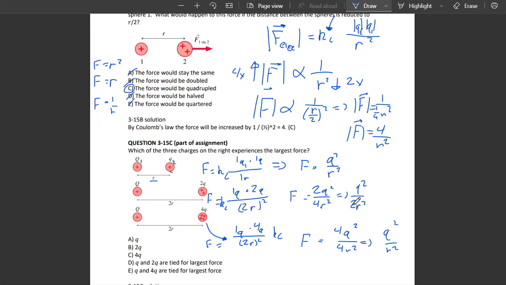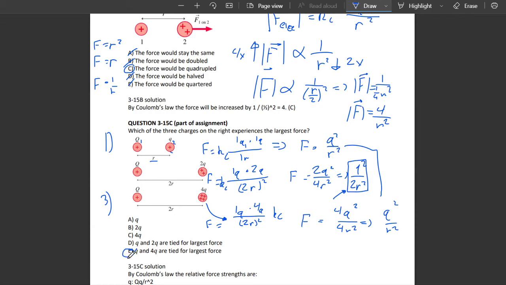And when looking at these qualitative values at the end, we know that this is the smallest because whatever overall value we have here is divided by a factor of 2. It's being divided by a factor of 2 because 2 is in the denominator, compared to these two other equations which don't have that, meaning that set 1 and set 3 have the largest force, meaning that E is the answer.